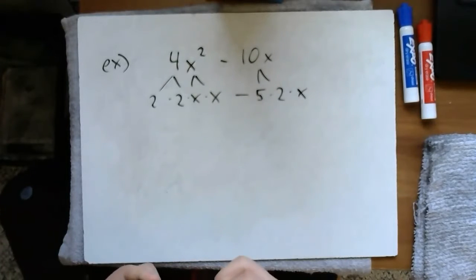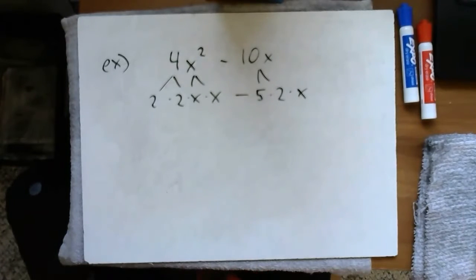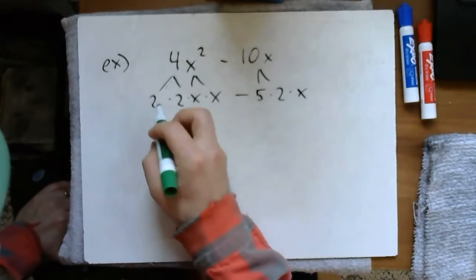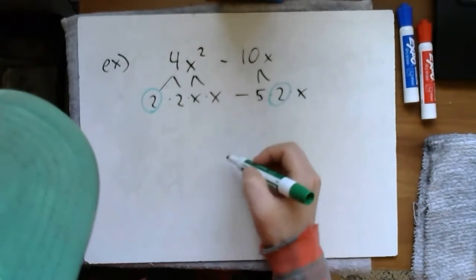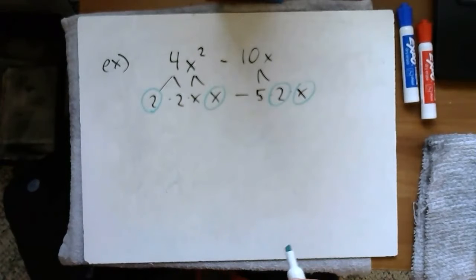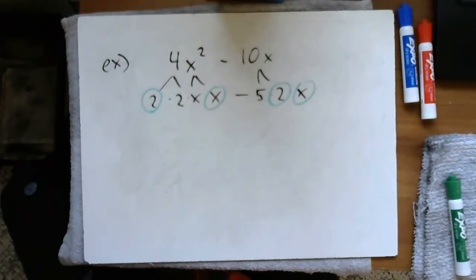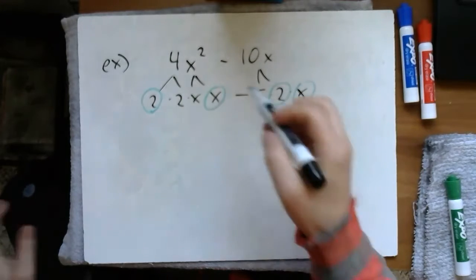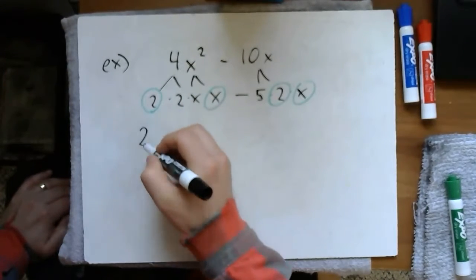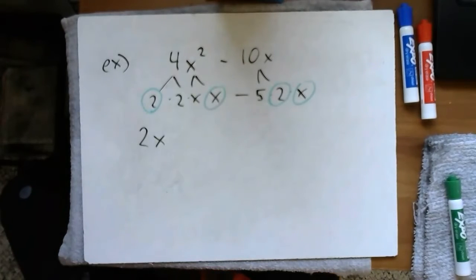Okay, now we can find what they share, because that's all we're doing here, factoring this polynomial by finding the greatest common factor. So let's see, they both share a 2. They don't have a 5, but they also have 1x in common. Okay, so we know now what the greatest common factor between these two terms is, and that's going to be 2 and an x, or 2x. Okay, that's the greatest common factor.